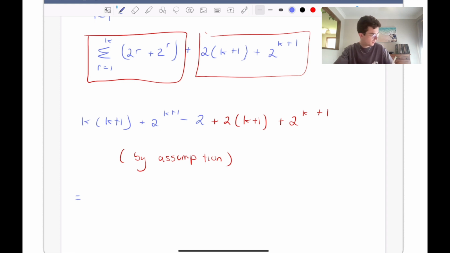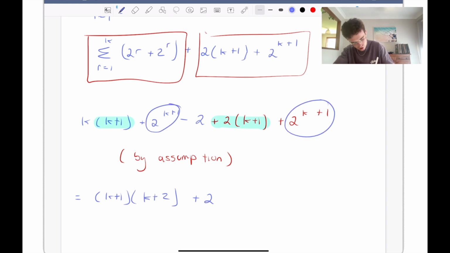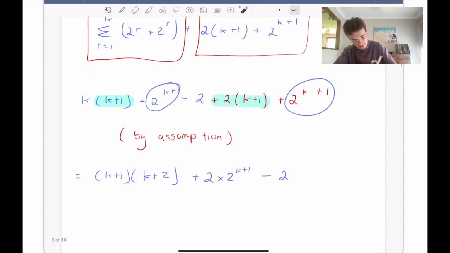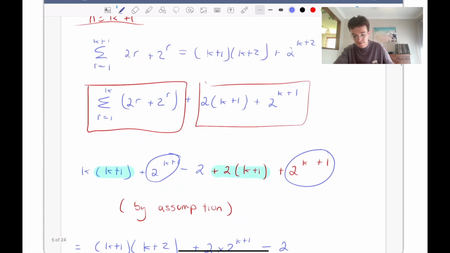we can take out a factor of k plus 1 from here, and we're going to get (k plus 1)(k plus 2), and then we've got plus 2. We've got 2 of these, so 2 times 2 to the k plus 1, minus 2. Now we can use our index laws to say this is 2 to the power of k plus 2, so (k plus 1)(k plus 2) plus 2 to the power of k plus 2 minus 2, which is what we're actually after, so we're done.